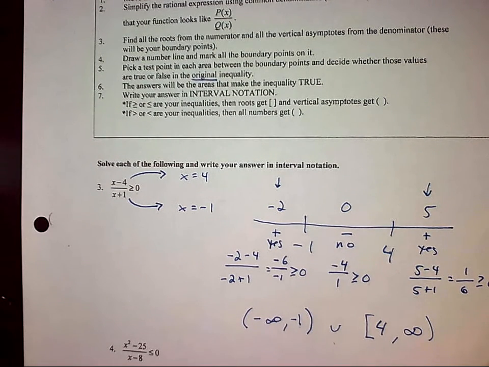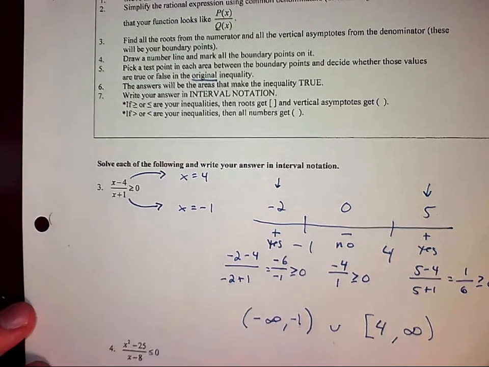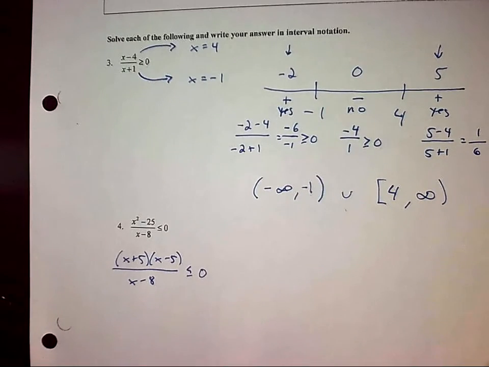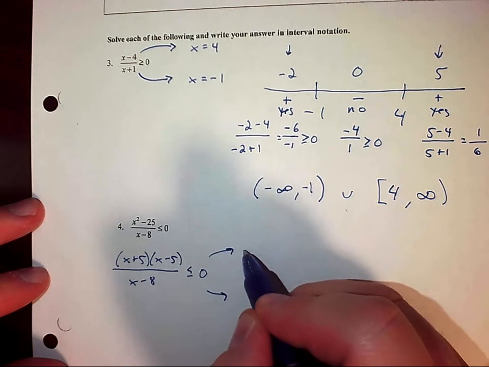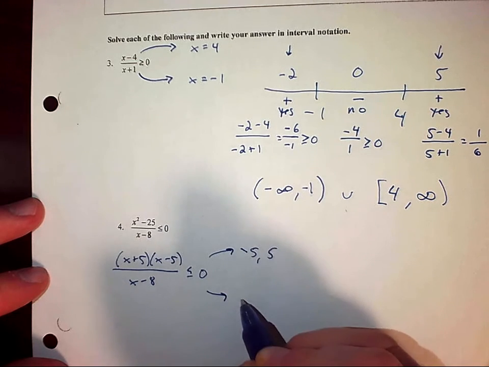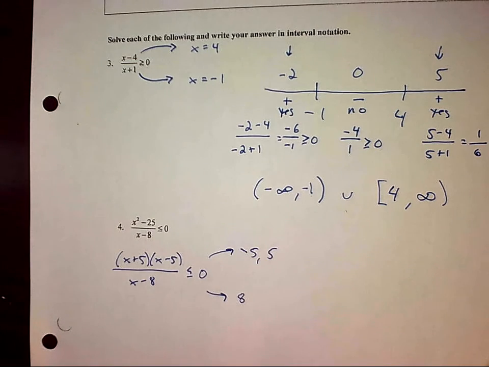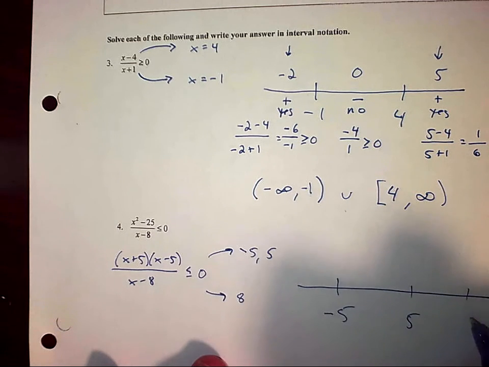All right, let's do this next one. We can factor this to x plus 5 times x minus 5 over x minus 8. We're saying that this is less than or equal to 0. I'm going to scroll up so you can see it. Just like we did before, we're going to figure out what makes our numerator equal to 0, what makes our denominator equal to 0. So here we can have that it's either going to be negative 5 or 5. Here it's just going to be a positive 8. We're going to plop those down on a number line, negative 5, 5, and 8.